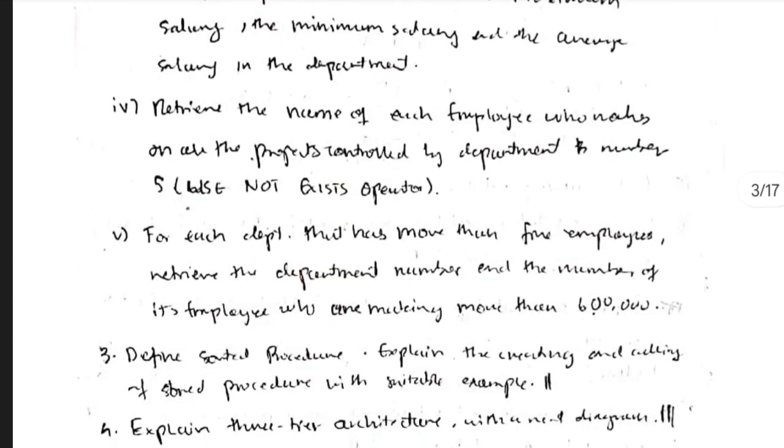and retrieve the name of each employee who works on the projects controlled by department number 5, okay, by using the not exists operator. So what we have to do, first we have to see which employees work on project 5 by using the exists operator, and then from that, who work on all the projects controlled by that department, that we have to print out. So select name from the employee where exists from the select statement, again the department number is equal to 5, there you will get the final result, okay.